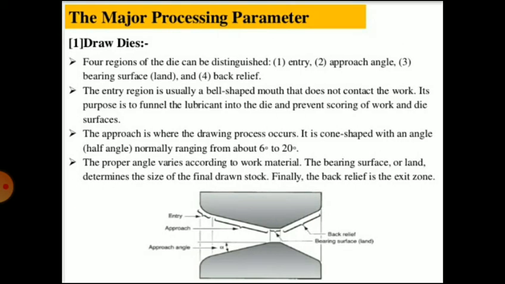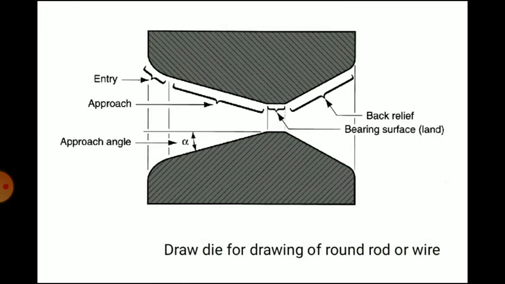Now the major processing parameters. First is the die, an important element required in the drawing operation. Four regions of the die can be distinguished: first the entry, then the approach angle, then the bearing surface and back relief, as shown in the previous diagram. Entry, approach, bearing surface and back relief.